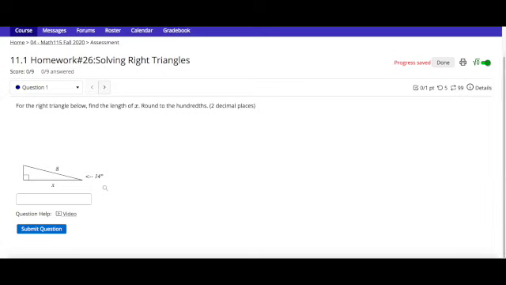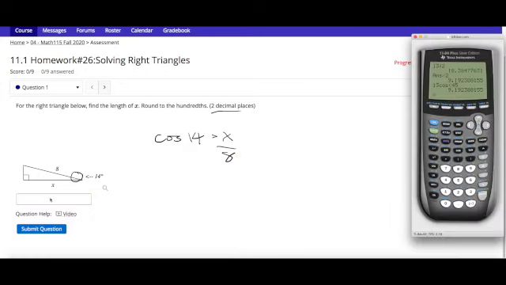Let's just solve it really quickly. I'm going to do the proportion right away and then solve right away. I'm not even going to read the question because I know it wants 2 decimal places. That's the important thing here. This is my angle, adjacent over hypotenuse. The cosine of 14 is equal to x over 8. So 8 cosine of 14 is equal to 7.76.